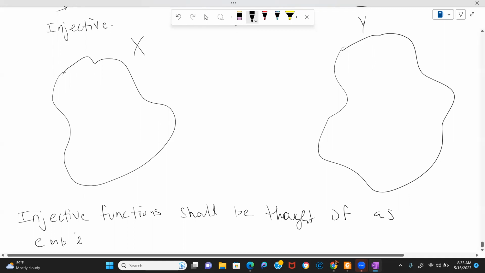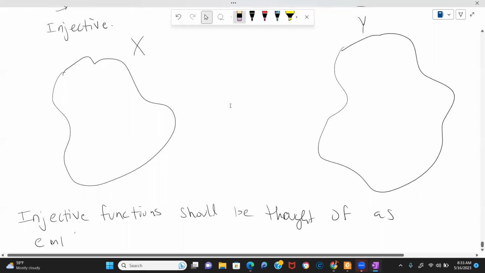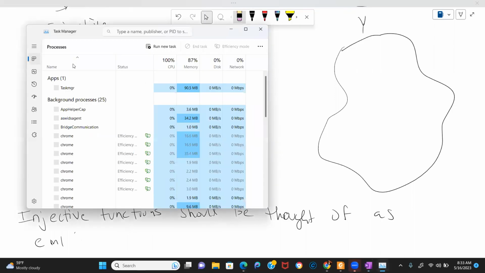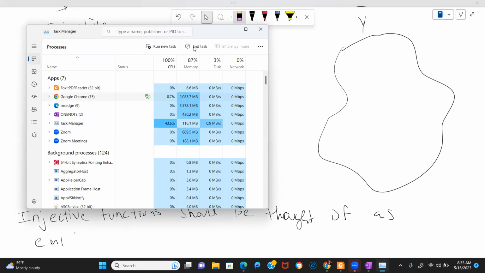Actually, let me close my windows, as I've realized that I have my Google Chrome open. So let me close that. Give me a second.